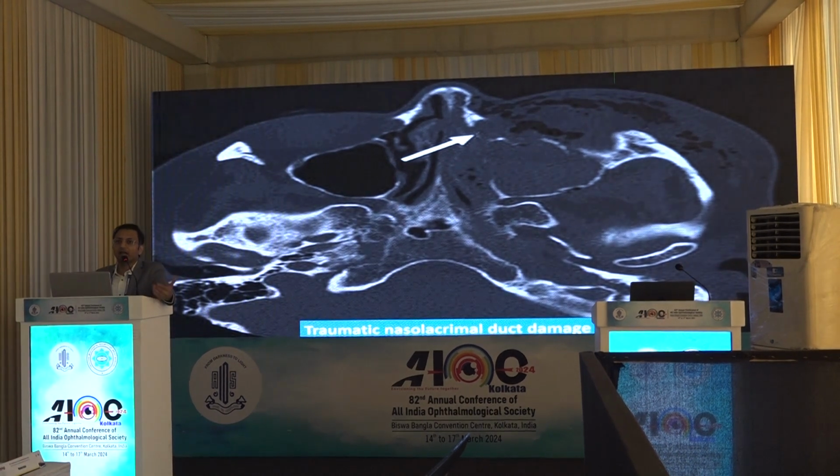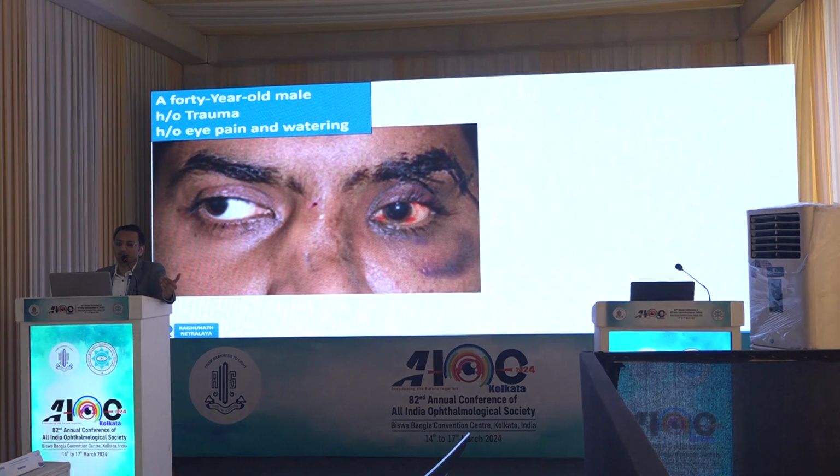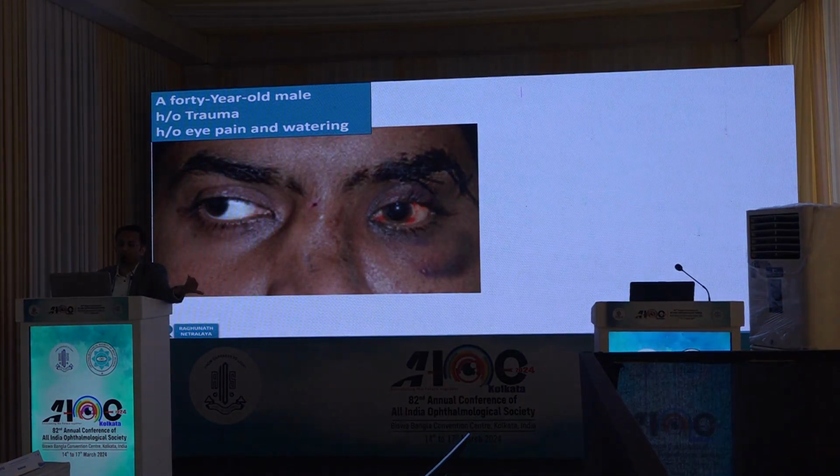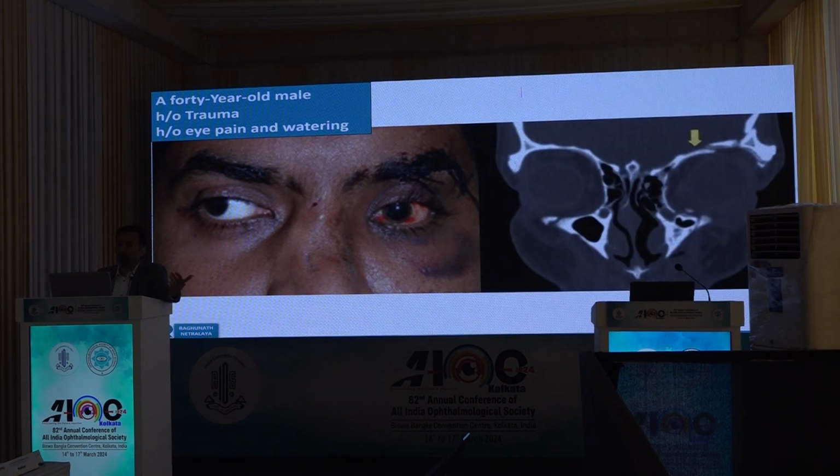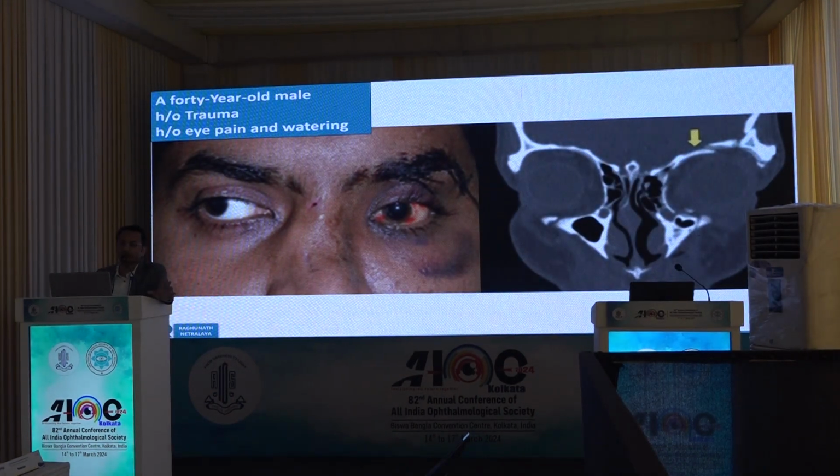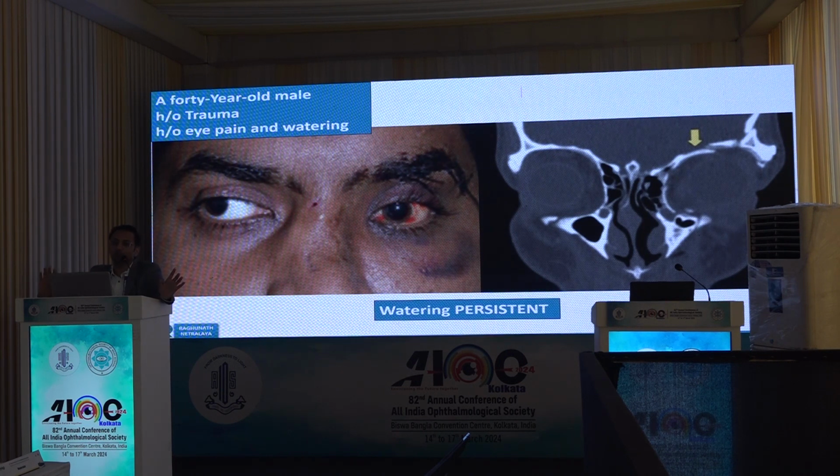Now, taking ahead from this point, one more case: a 40-year-old male presents with a history of trauma, eye pain and watering, and once you do imaging you see there is an orbital roof fracture. We take a call on this, the medial wall looks fine, the patient got operated, and the rest of the conservative management went well, but he keeps coming to us with persistent watering. There is no nasolacrimal damage, still the patient has watering. Can anyone see what is the cause here for the watering?